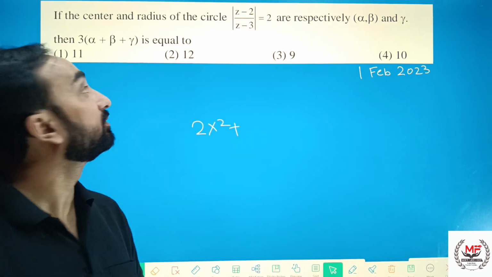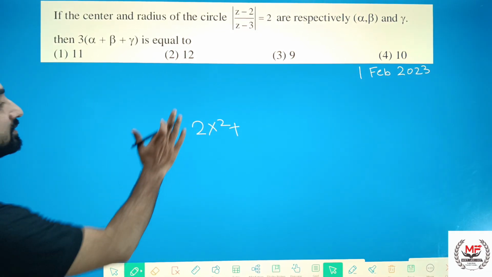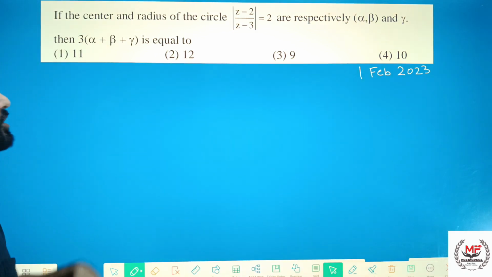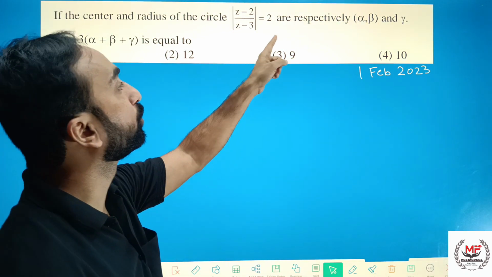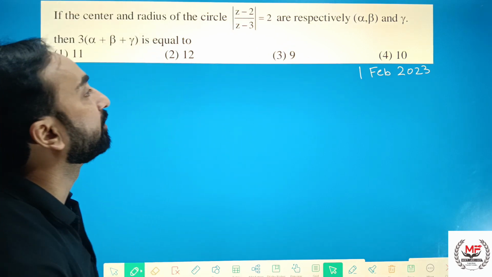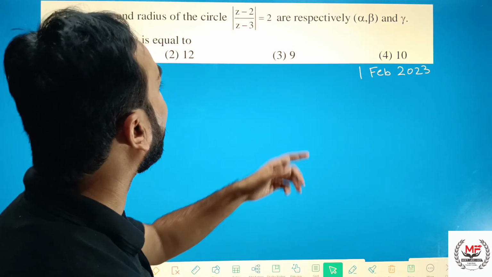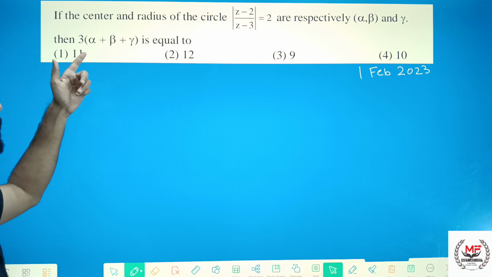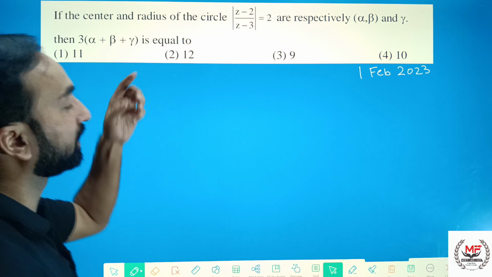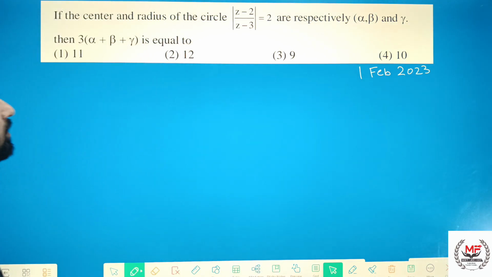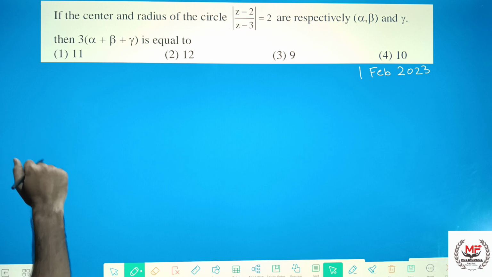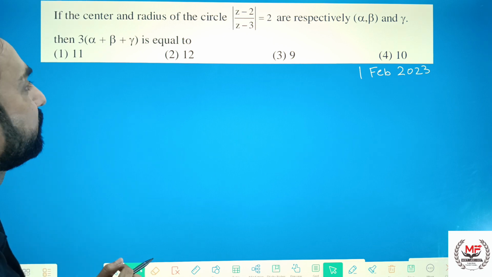So the question we have is: if the center and the radius of the circle |(z − 2)/(z − 3)| = 2 are respectively alpha, beta and gamma, then 3 alpha plus beta plus gamma is equal to? So what we have to find? We have to find the radius and the center first.